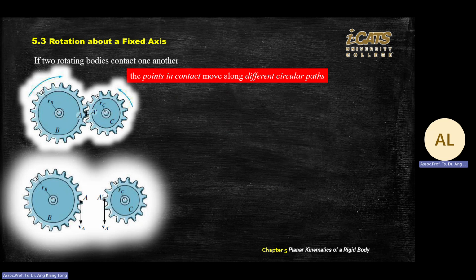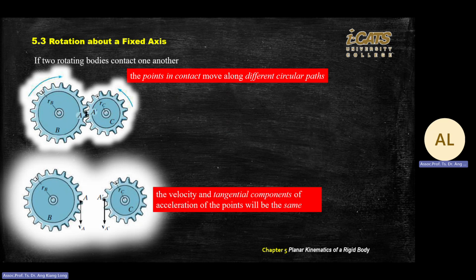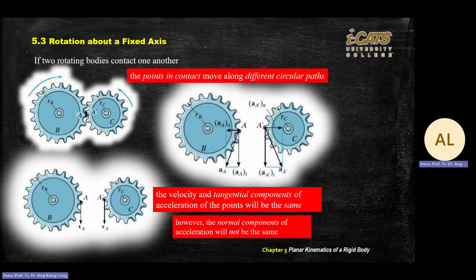Then we break the two objects apart. We dismantle the two gears and we can draw the velocity vector. Because this is a circular path, you know that velocity is always 90 degrees to the radial direction. So VA points down, VA' for gear C also goes down. This happens at the contact point, so you can derive the velocity.